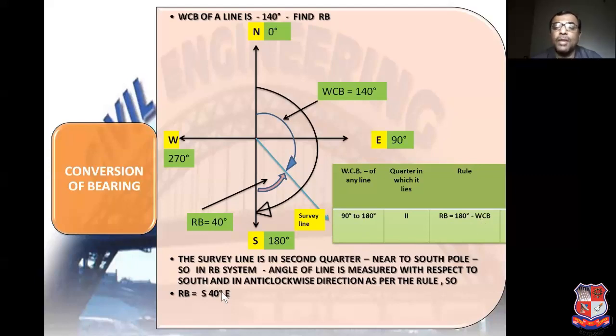That is not the complete answer. Your line is in quarter number 2, and quarter number 2 is designated as the southeast quarter. So RB is equal to south 40 degrees east. In this way, if your survey line is in quarter number 3 or quarter number 4, you have to use the respective rule and designate the value of RB with the direction of that particular quarter.